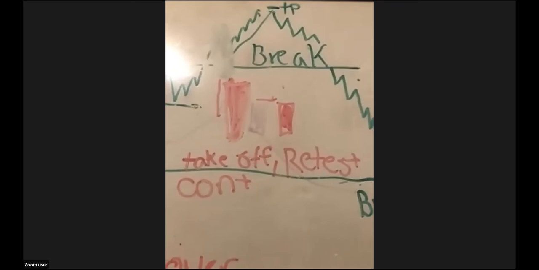It makes sense. I understand what you're showing, but I'm confused on how you know it's an order block. How do you know it's not a fake order block or something? You just got to know the trend.